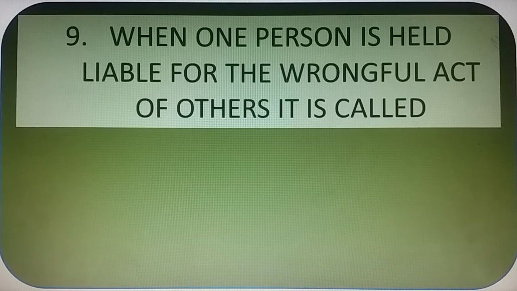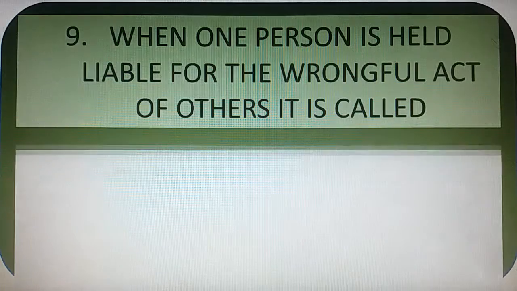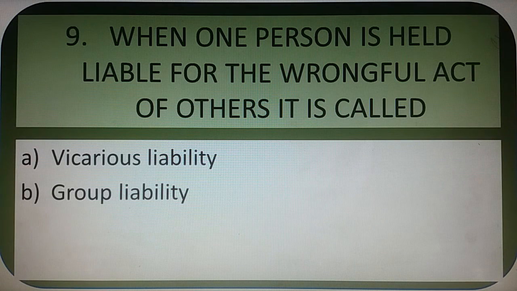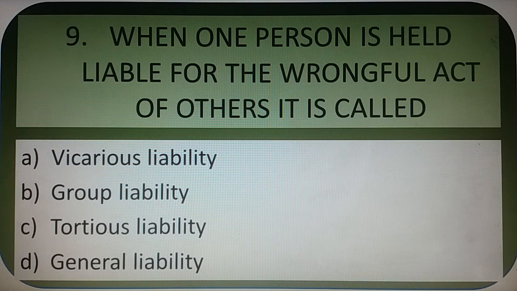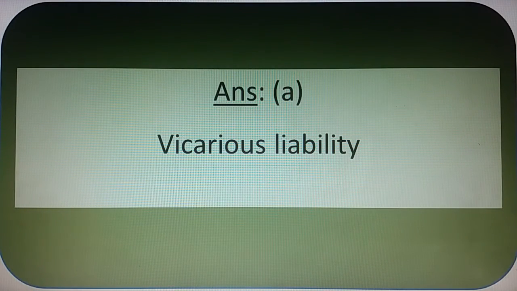Question 9. When one person is held liable for the wrongful act of others, it is called, options are vicarious liability, group liability, tortious liability, general liability. And we know that it is vicarious liability. One person can be held liable for the wrongful act done by the other. This concept is vicarious liability, but a special kind of relationship must exist between those persons.